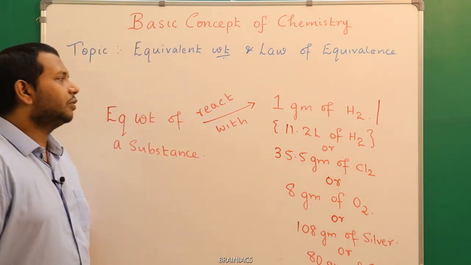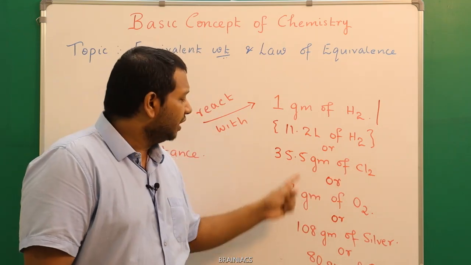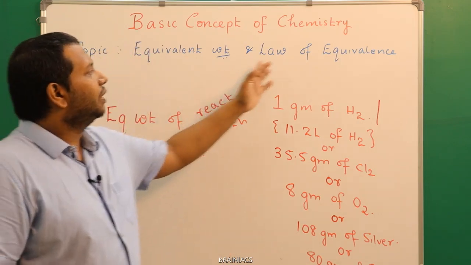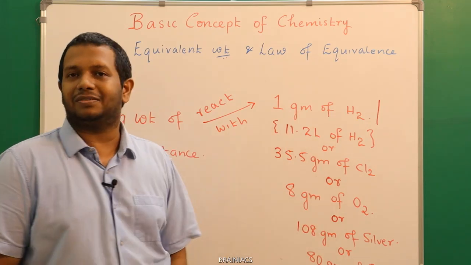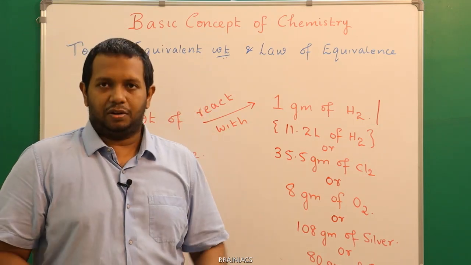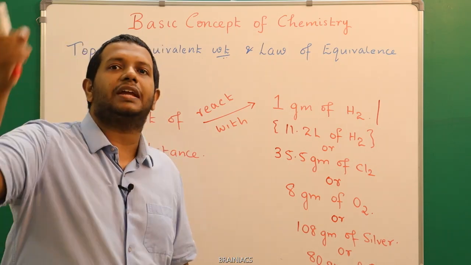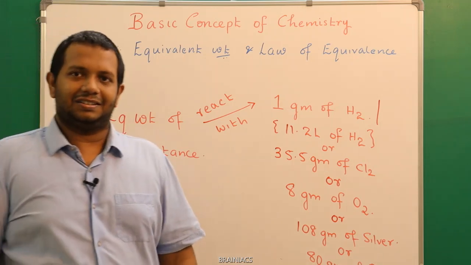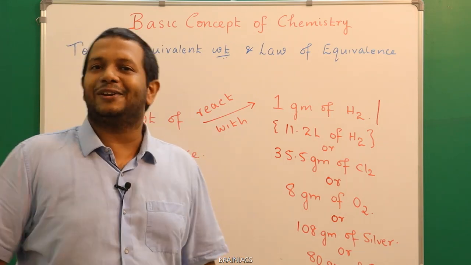Then many students will come and ask me, sir, why are you saying here 35.5 gram of chlorine? How are you getting this value, sir? That is very simple. You should understand that as per the law of equivalence, then only you will understand why I have taken this mass. As per the law of equivalence, during a chemical reaction, always the number of equivalents of the reactants is equal to the number of equivalents of the product formed. But in the stoichiometric method, can I say that number of moles of the reactant is equal to number of moles of the product?